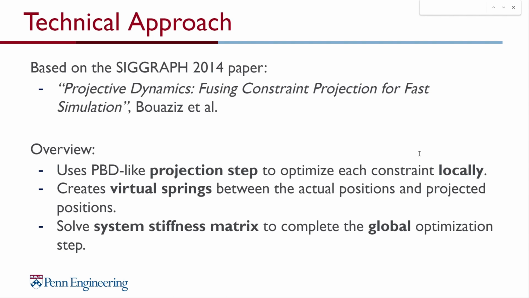In projective dynamics, instead of projecting positions directly, we simply create a virtual spring between the particle and the corresponding projected position. Of course, a particle may have several virtual springs attached to it if it has several constraints attached to it. This leads to a mass spring system matrix that can be solved to complete an implicit Euler time step. Finally, we'll go through a user workflow by Aboudi.